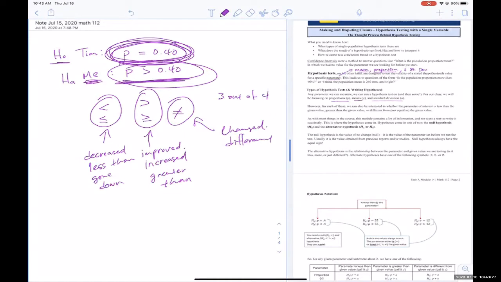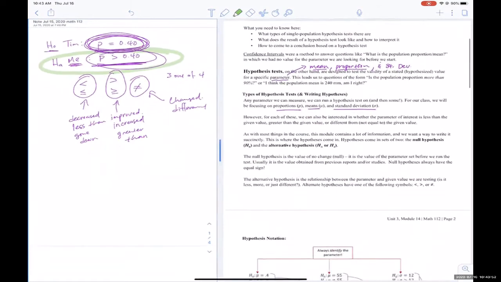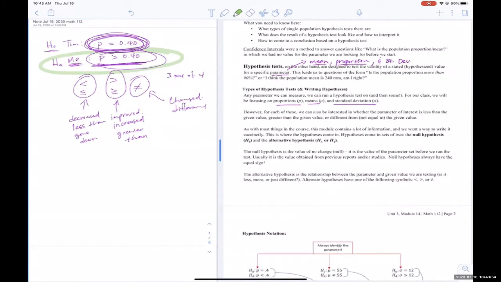So the only thing that changes here is the alternate hypothesis, your claim. I'm claiming that it has improved. Or I'm claiming that, oh no, I haven't been practicing, maybe my score has gone down, my percentage has gone down, or has changed, whatever it is. So that's the hypothesis test. Kind of get the idea, right?